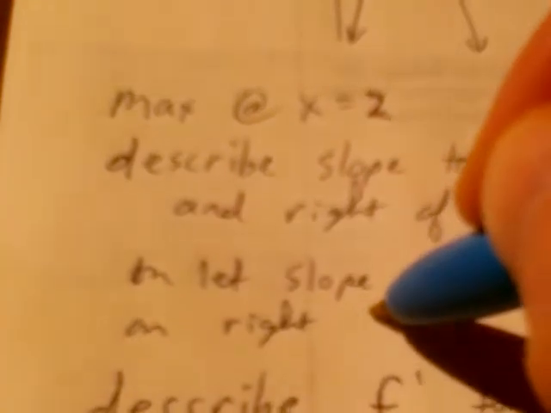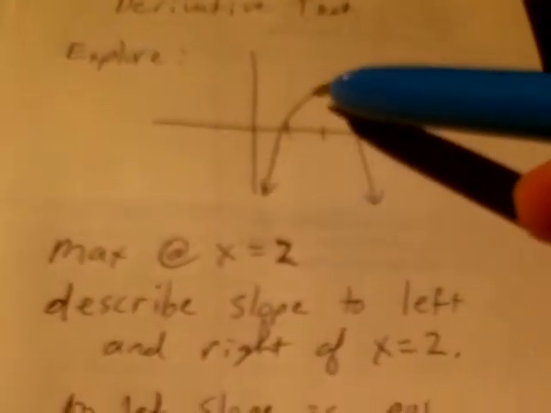And so we say on the left, slope is pos. On right, slope is negative. But of course we know that slope and derivative are really the same thing. So as we go down here, we're asked to describe the derivative on the left and the right of x equals 2.